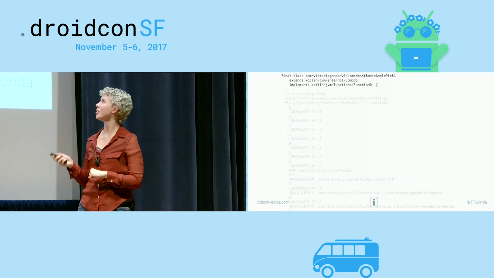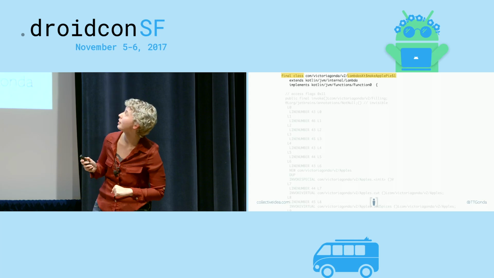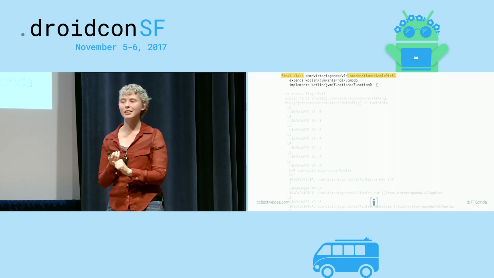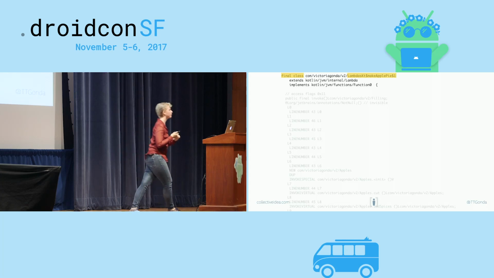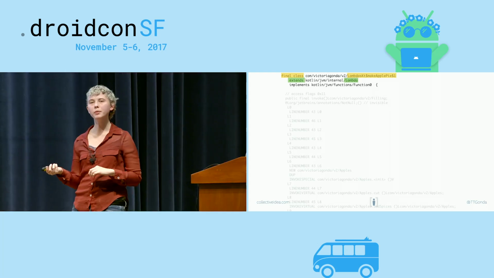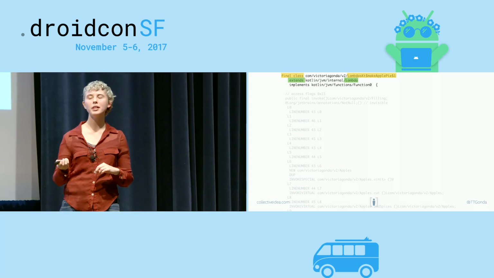So, starting at the top. Oh, it's really close to the top. I hope you can see that. We have our final class. It's called LambdasKt, which was the name of the file, makeApplePie, which was the name of our function, and then 1. It extends Lambda, and it implements Function0.